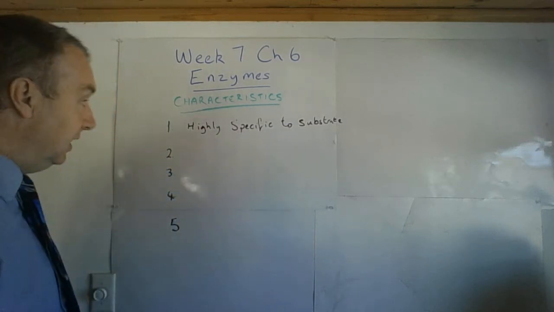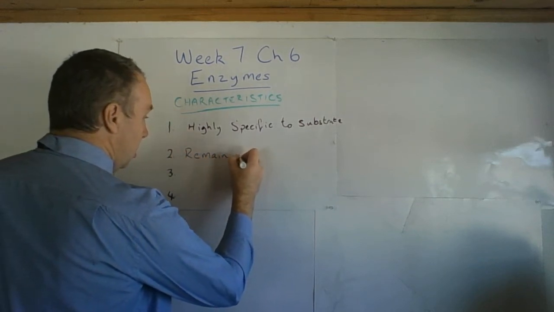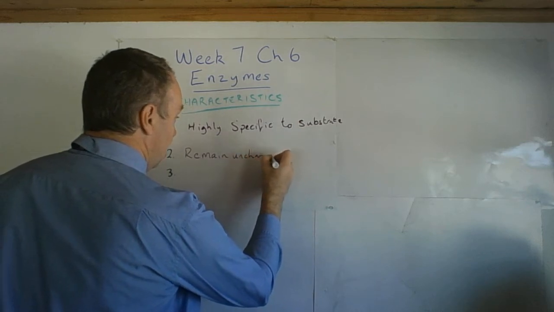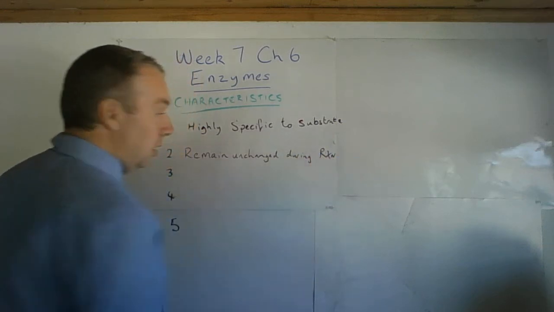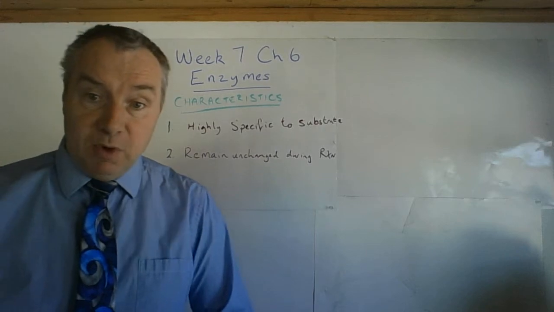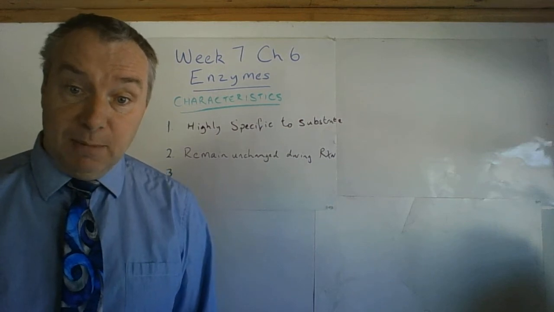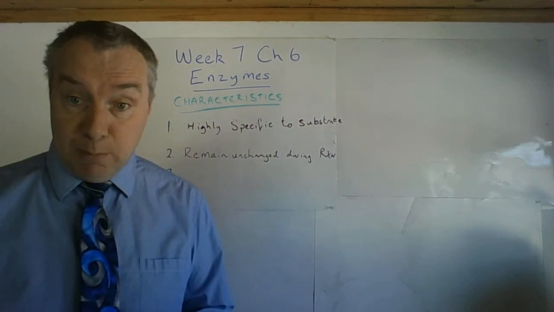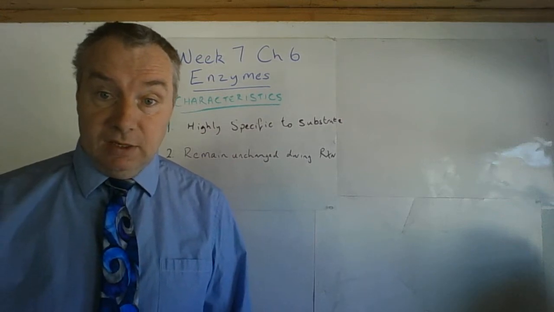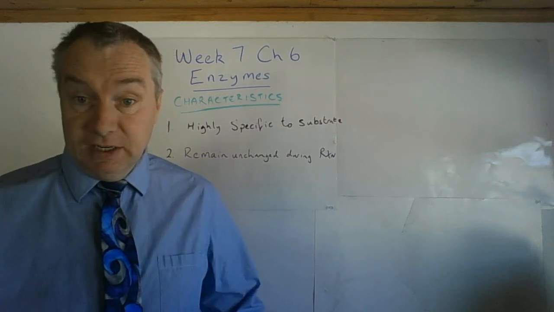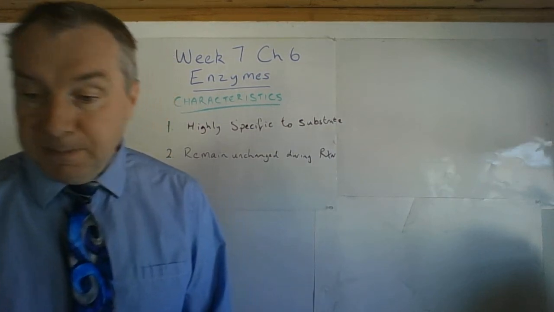Another characteristic is that they remain unchanged during the reaction that they're involved in. And what that means is that the same enzyme can go on to repeat the reaction again and again and again because it remains unchanged. Even though it binds temporarily to something, it remains unchanged and doesn't undergo changes that make it denatured or anything like that. It's ready to go and do the same job again right after.